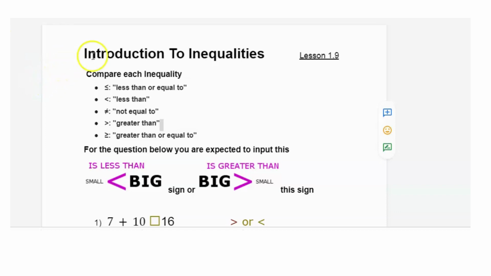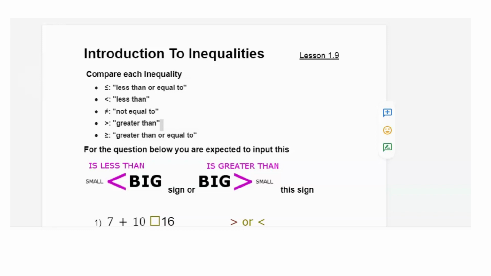The topic for today's lesson is called Introduction to Inequality. So, Introduction to Inequalities. Most students actually find this topic a little bit difficult because they find this sign here a little bit confusing.